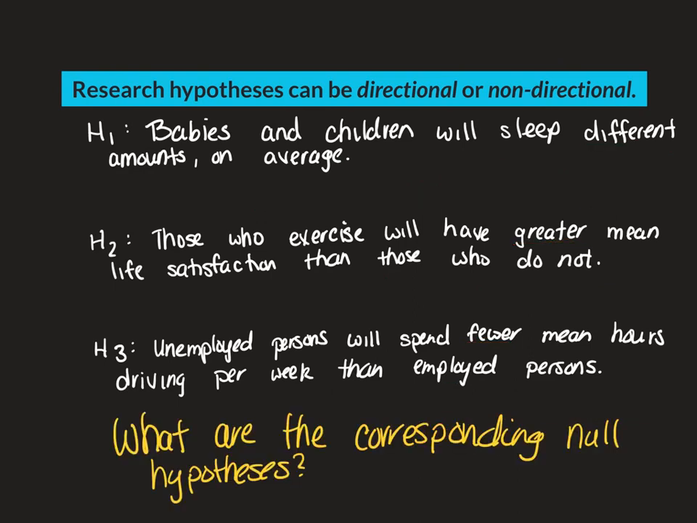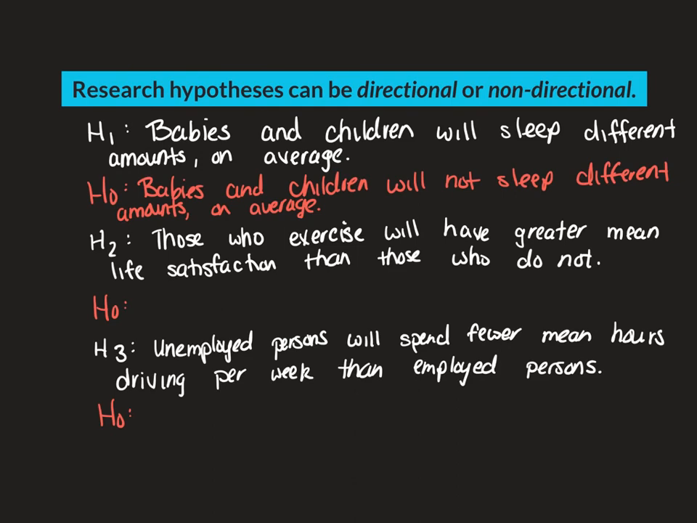Let's pause again to figure out what the corresponding null hypotheses are. Try them yourself, then hit play to see the answers. Remember, the null hypothesis is anything that goes in opposition to the research hypotheses. The null hypothesis can be written with the symbols capital H subscript 0 for the hypothesis of nothingness, or the hypothesis that there is nothing to find. So our first null would be babies and children will not sleep different amounts on average.